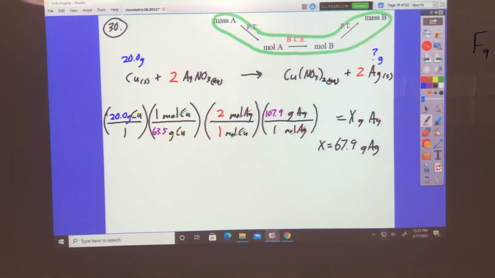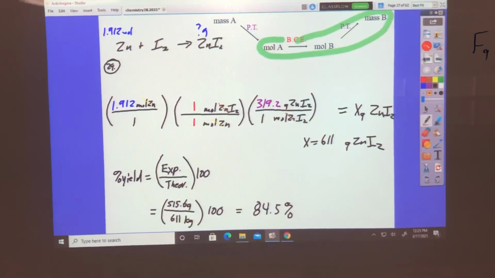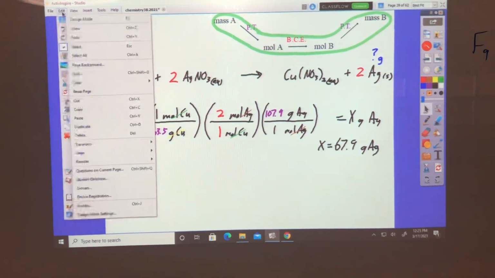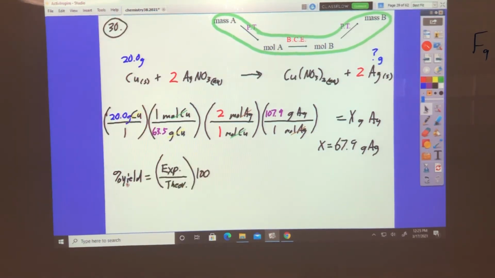All right, now on the next part, if 60 grams is recovered, determine the percent yield. So I'm going to go back over here if I can, because I know I had a nice, there we go. Edit copy. Edit paste. Let's put that one there. So that's the equation we're going to use.